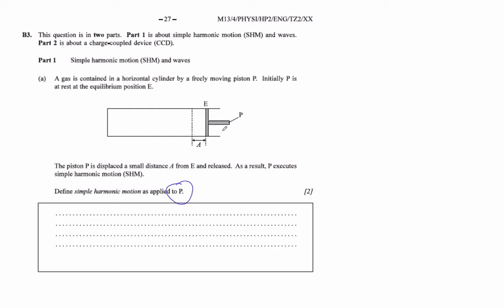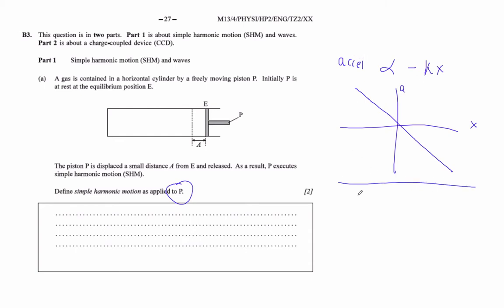Well, what we'd have to do, I guess, is say either it's moving under the influence of a restoring force, which, by the way, is not in the mark scheme. What they say is that the acceleration is proportional to minus kx. If you drew a graph of acceleration versus x, it would be a slope like this. It would go through zero, by the way. Here's x, here's a.